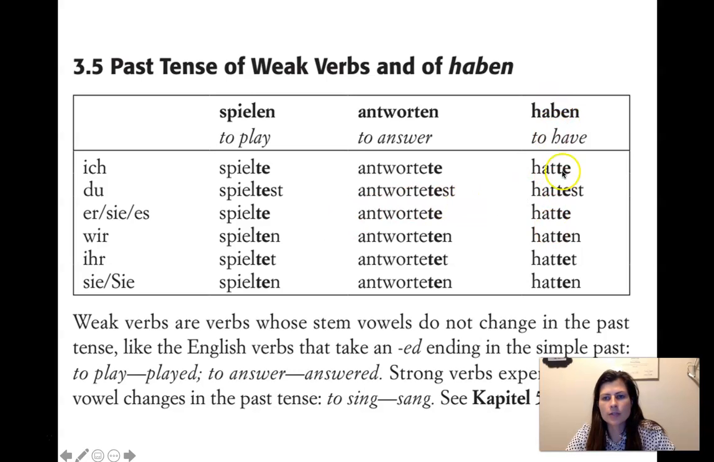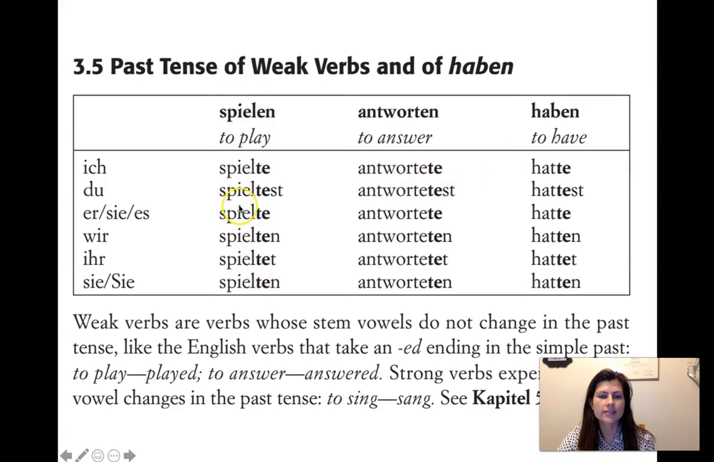So now let's look at some more of these. So haben we just did. Ich hatte, du hattest, er, sie, es hatte. Wir hatten, ihr hattet, sie hatten. So it's irregular. But then this one is totally regular. When it says weak verbs, it means regular. Weak means regular. It's like a rule follower. So it's weak-willed. It just follows the rules. And then irregular is strong. They are called strong verbs because they're strong-willed. They don't follow the rules.